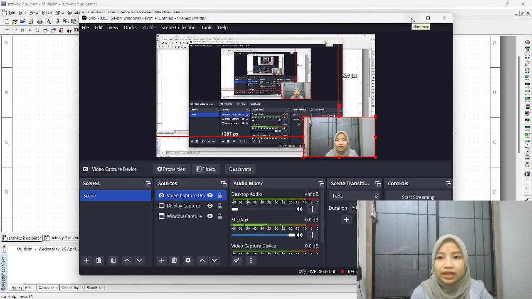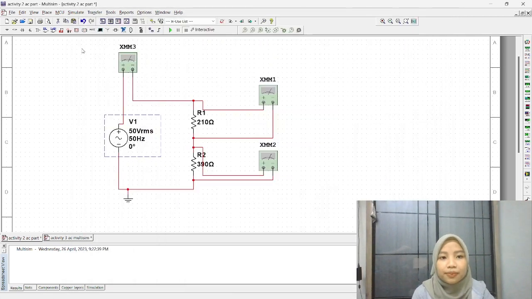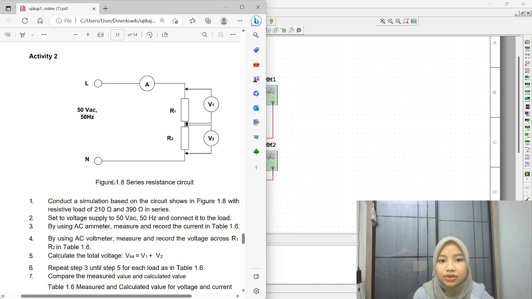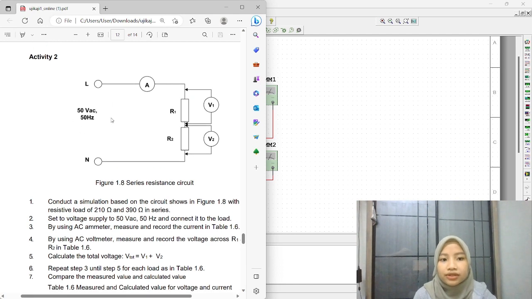Okay, for today I want to explain a bit about the simulation for the laboratory in experiment 1. My part is to explain activity 2 and activity 3 in a series connection. First things first, we must follow the instructions given in the lab sheet. For the first, we must look at the 50 volt AC with 50 Hz frequency.